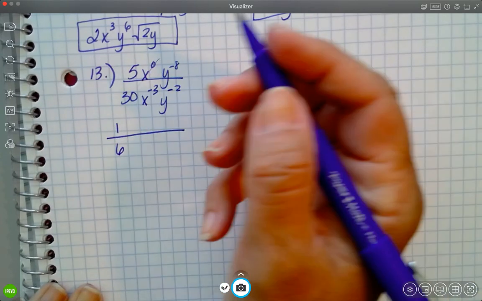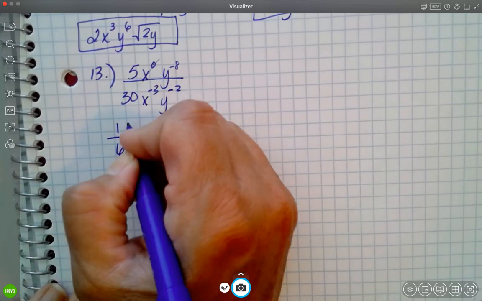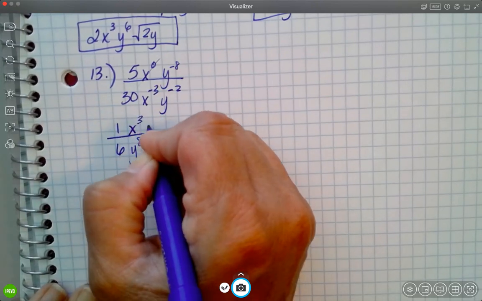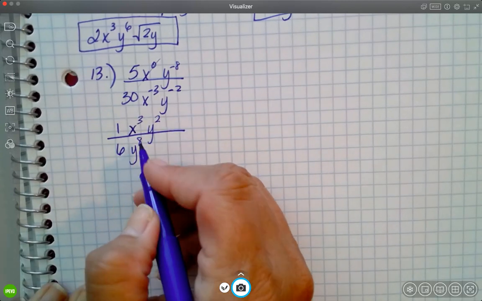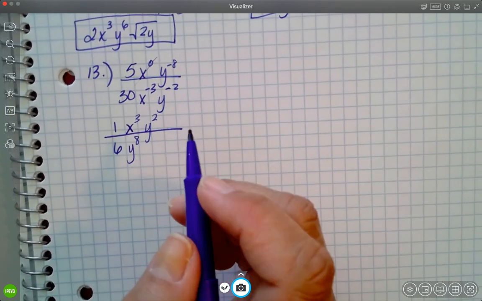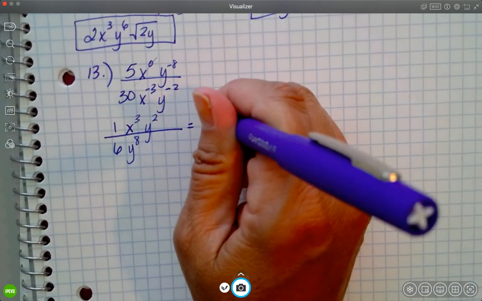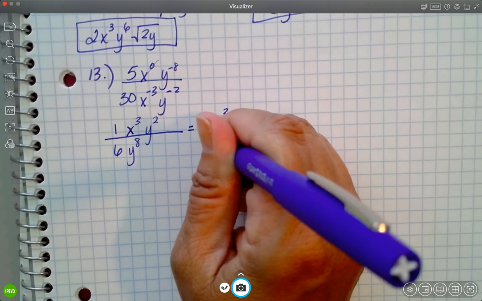And then this y is going to go to the bottom to become positive. This x is going to go to the top to become positive. This y is going to go to the top to become positive. So I end up with 8 y's in the bottom and 2 in the top, so that means I have 6 more in the bottom. So I have x to the 3rd over 6y to the 6th.